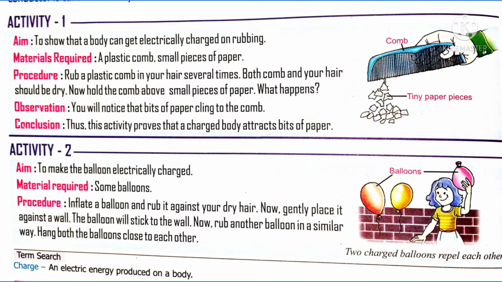Activity 2 is also about how to make a balloon electrically charged, or how to make static electricity on a balloon. Here the material required is a balloon. Now take a balloon, inflate it and rub it against your hair. What will happen? The balloon gets charged. How will you prove it? After rubbing the balloon, keep it against the wall. It gently sticks to the wall. This shows that the balloon gets electrically charged, or it attains static electricity.